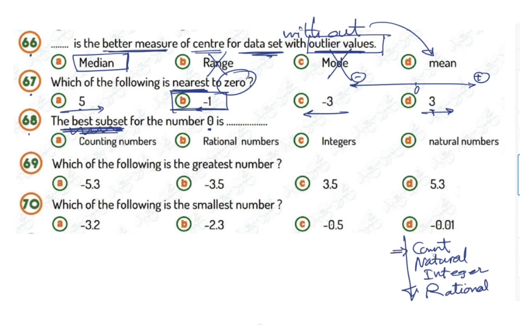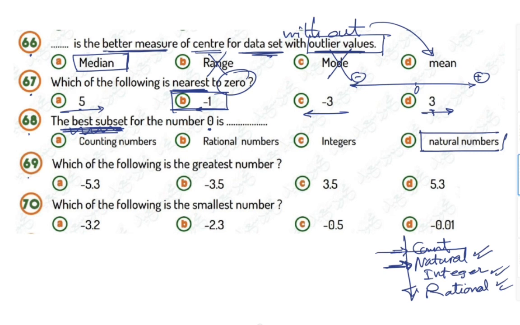Is 0 a counting number? No, counting numbers start with 1, 2, 3, 4. So not a counting number. Is 0 a natural number? Yes. So choose natural numbers, because 0 is already an integer and a rational number, but choose the smallest subset. So the best subset for 0 is the natural numbers.